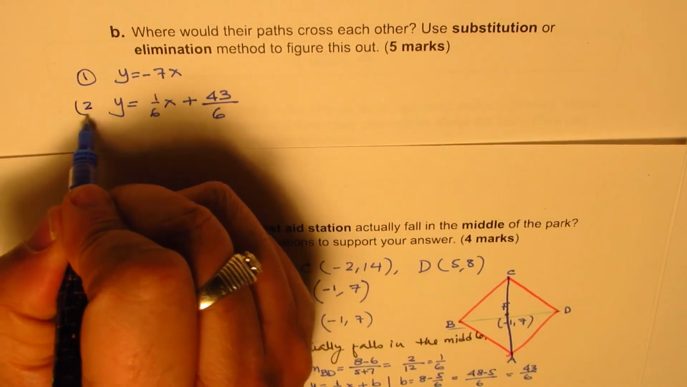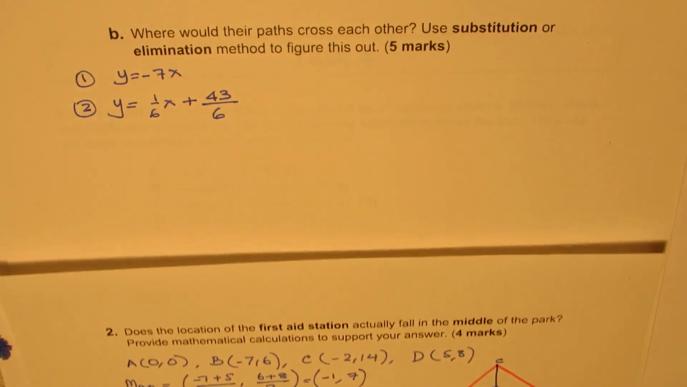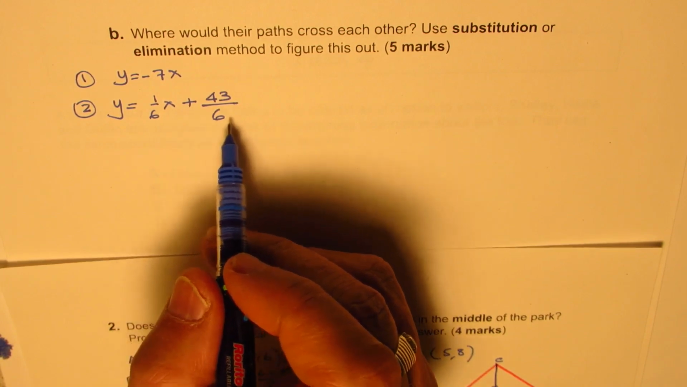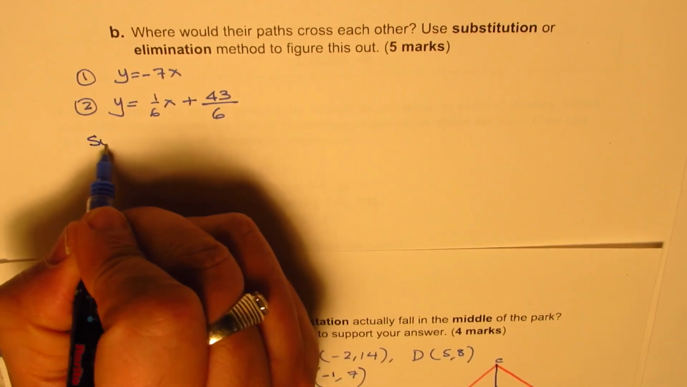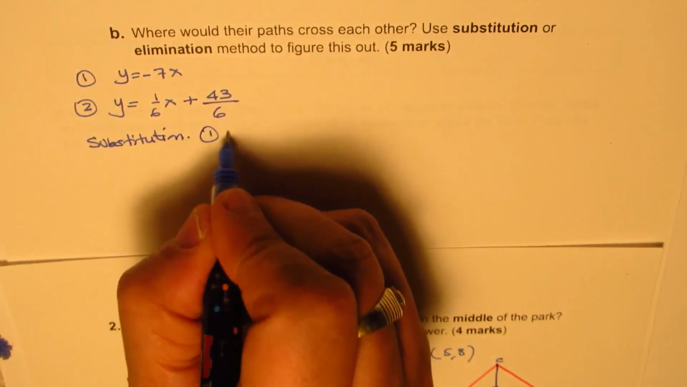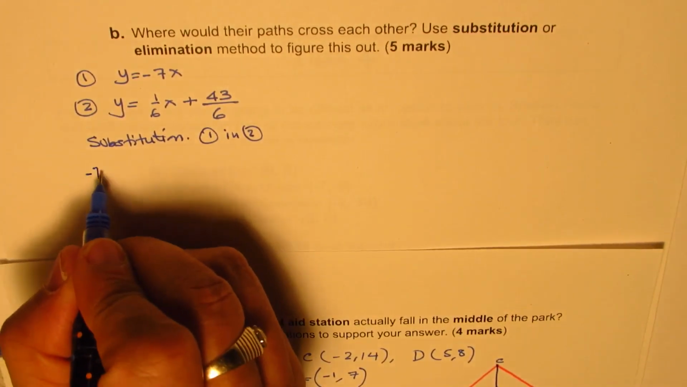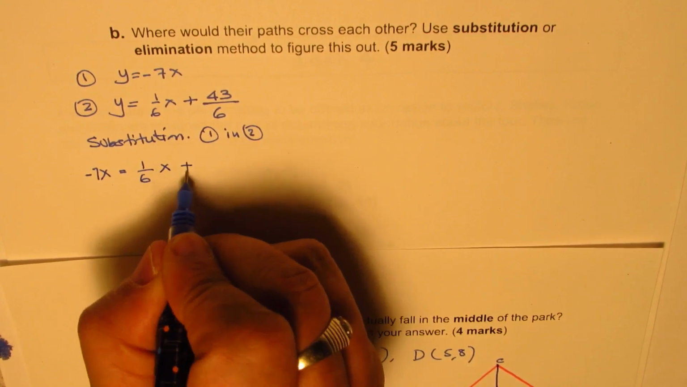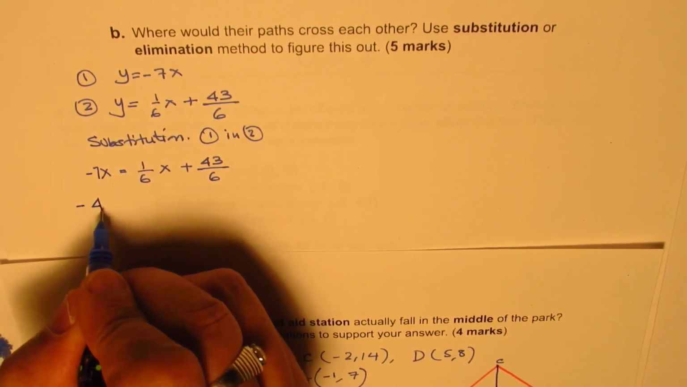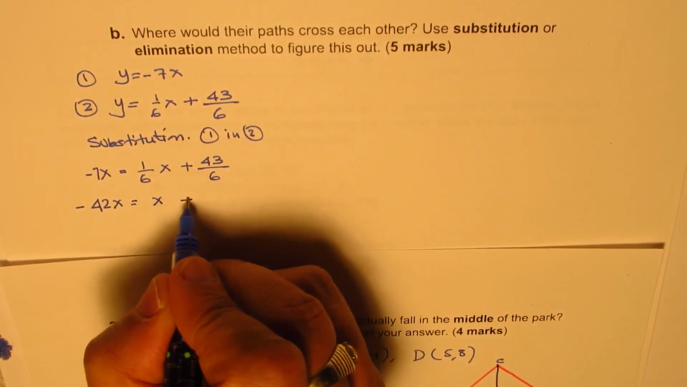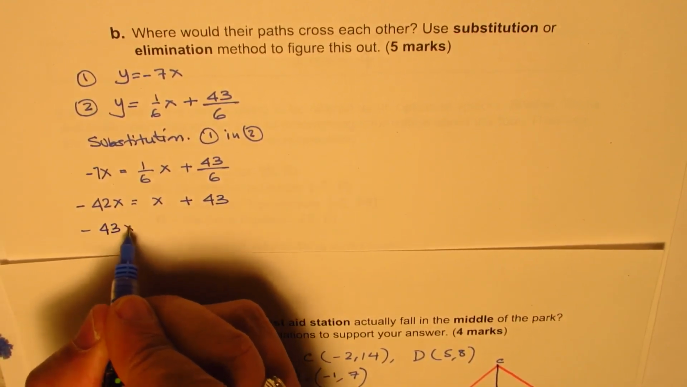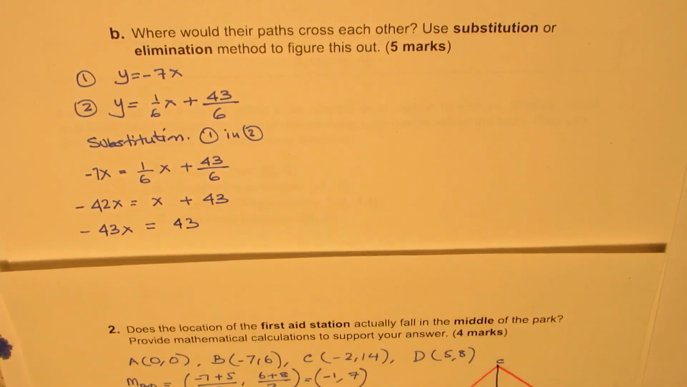So we have equation 1 and equation 2. So we can do both methods, substitution or elimination. All right. So either way, let's do substitution. So we'll substitute 1 in 2. So we get minus 7x equals 1 over 6 x plus 43 over 6. So let's multiply by 6. We get minus 42x equals x plus 43. Bringing it together, we get minus 43x equals 43, right?